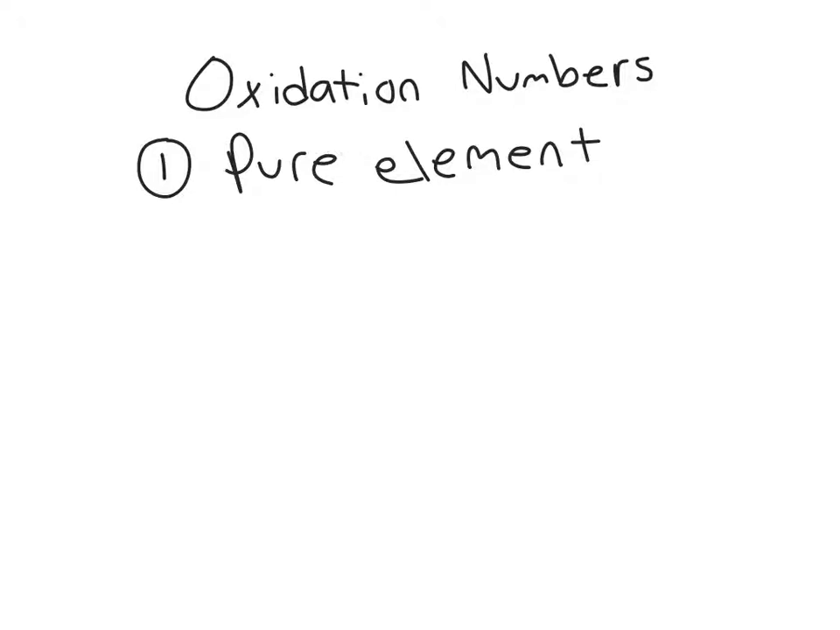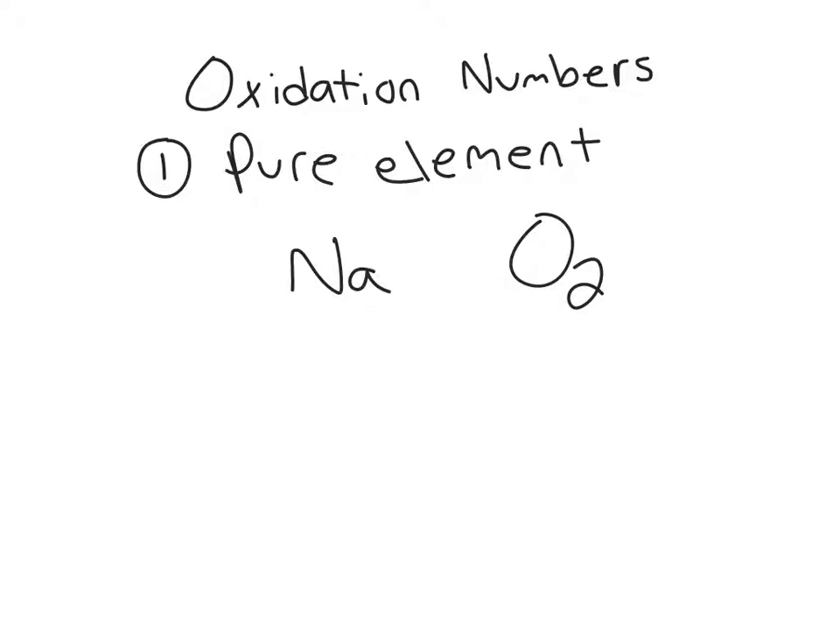So what do I mean by a pure element? I mean something like sodium. Now I'm not trying to assume that there's a charge, just there's no charge written in that top right hand corner, so a pure element is zero. Something like O2 would also be zero. There's only one element there, so it's zero.